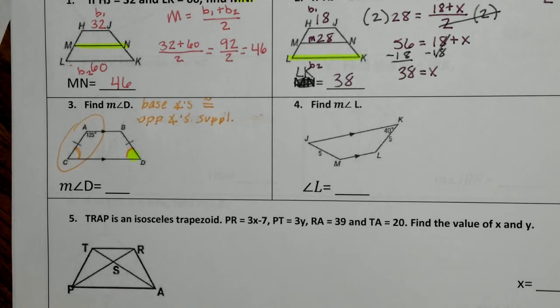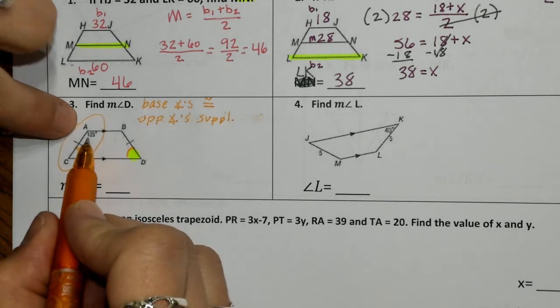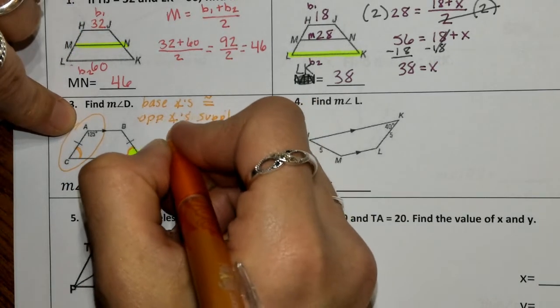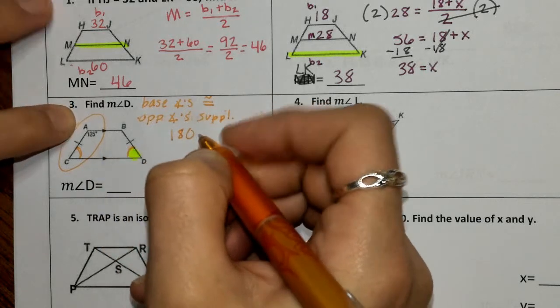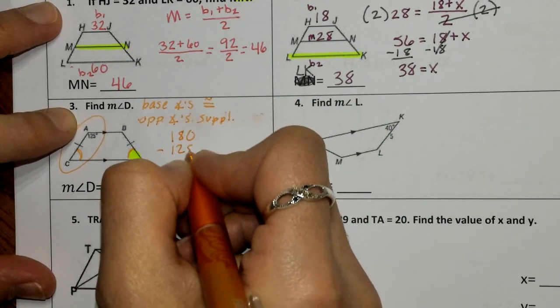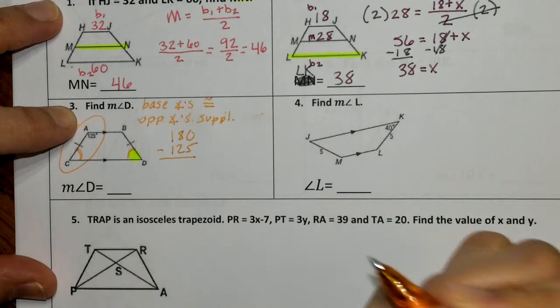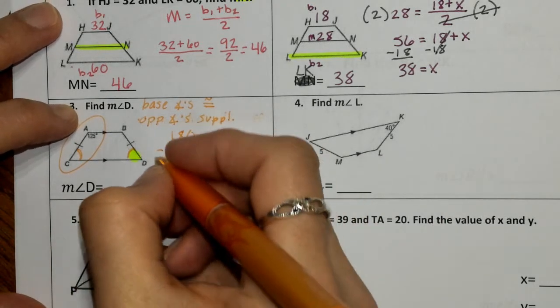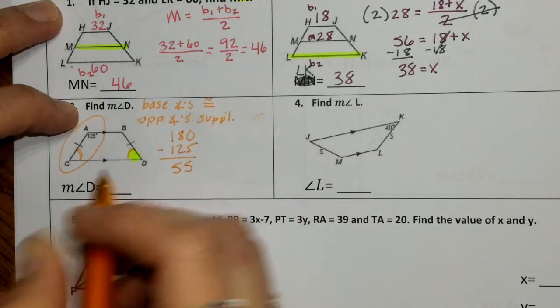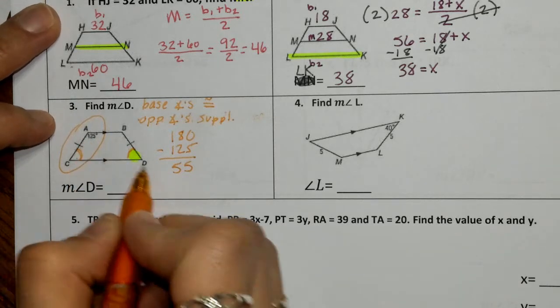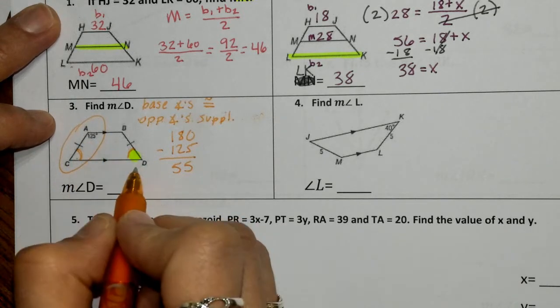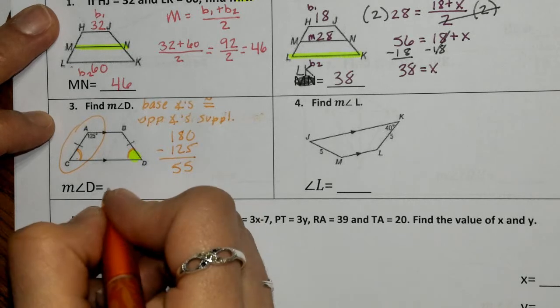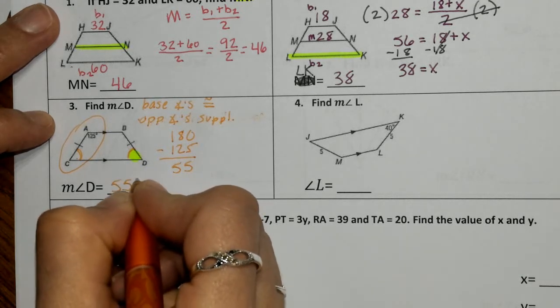Okay. So with that being said, if they're supplementary, they add to 180. So if angle A up here is 125 that we can barely see, all we need to do is subtract that 125 from the 180, and we're going to get 55. So if we're using opposite angles are supplementary, then angle D is going to be 55 degrees.